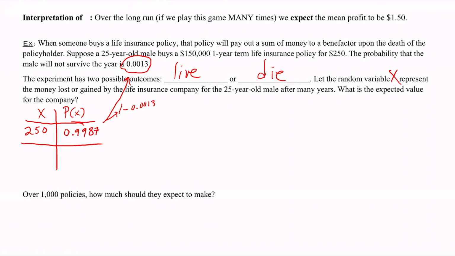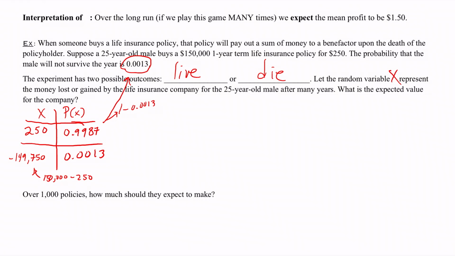Now the probability that he dies, of course, would be 0.0013. In which case the insurance company is going to pay out $150,000, but they're going to keep the $250 that they wound up paying. So in the end, they only wind up paying out $149,750. And so that was from subtracting $150,000 minus the $250 policy.